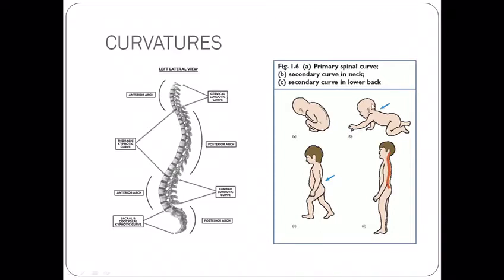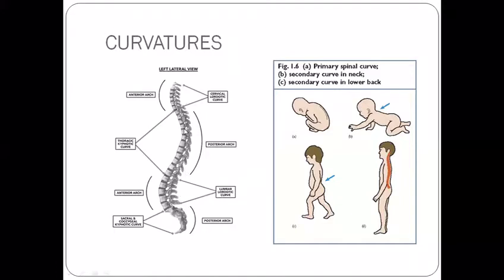Cervical curvature develops once the infant starts erecting the head, and that occurs at the age of 3 to 4 months. So next is the lumbar curvature. Lumbar curvature develops once the infant starts standing and walking, and that occurs at the age of 18 months. So these are the two secondary curvatures, cervical and lumbar. And in these two, the concavity will be facing towards the dorsal aspect.